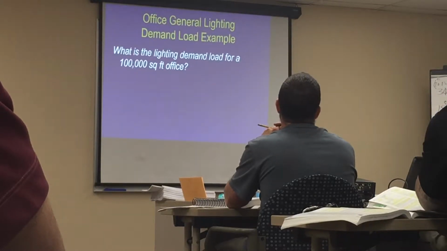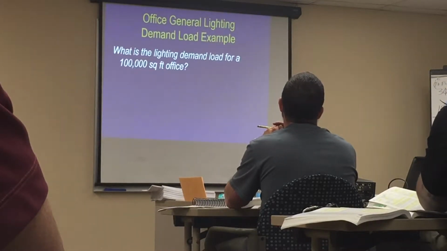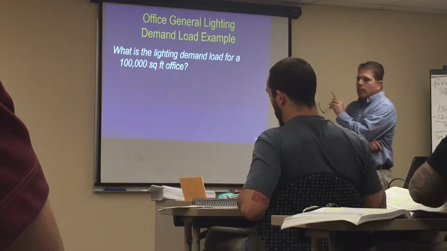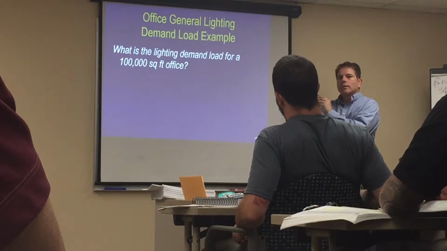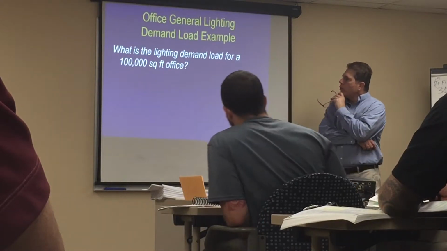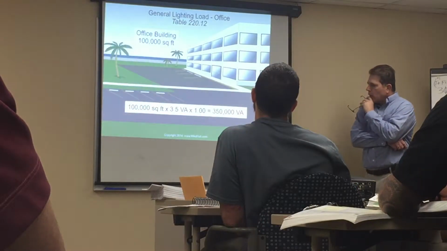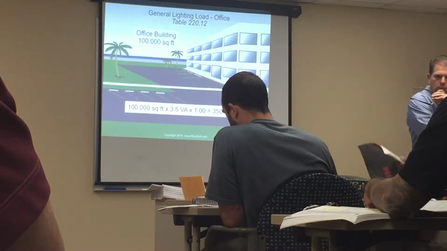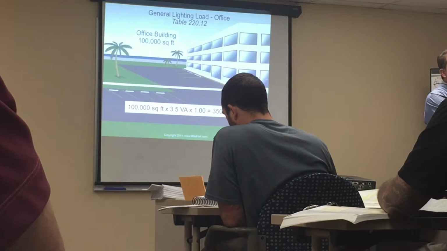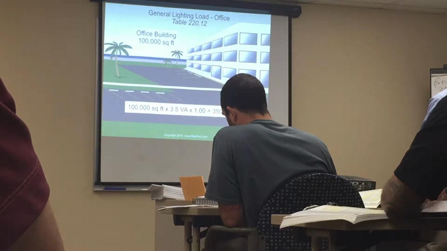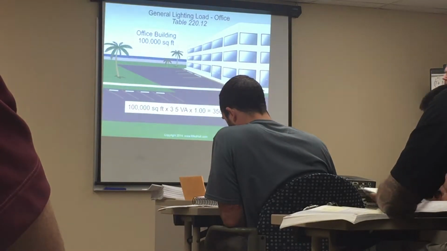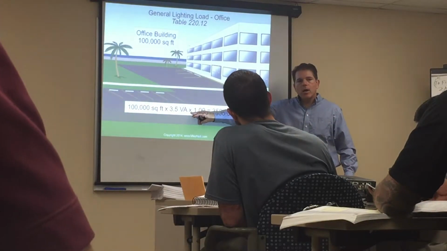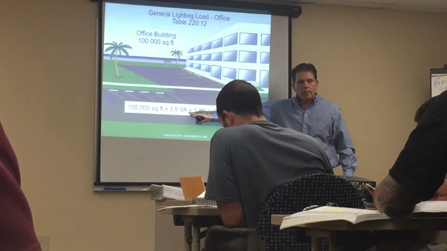Okay, so let's do one. What's the lighting demand load? Okay, it's not asking for the calculated load. So what's the lighting demand load for an office building? If we go to Table 220.12, now it's significantly higher for an office, isn't it? 220.12 requires 3.5 watts or 3.5 VA per square foot.